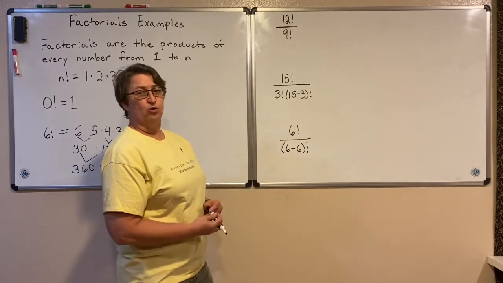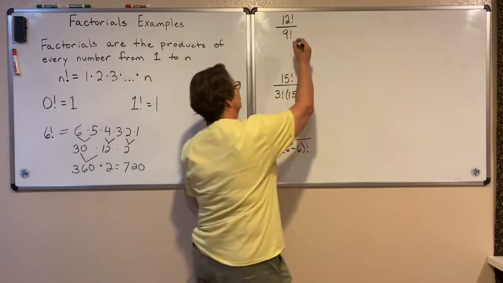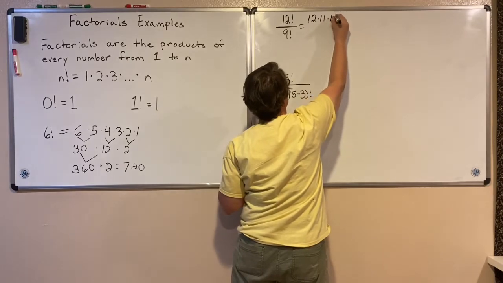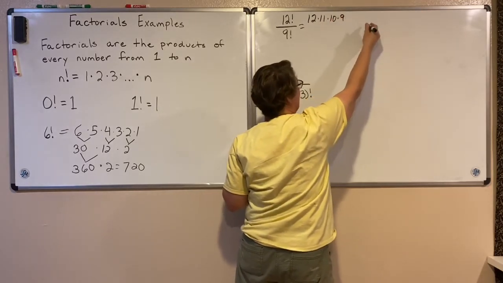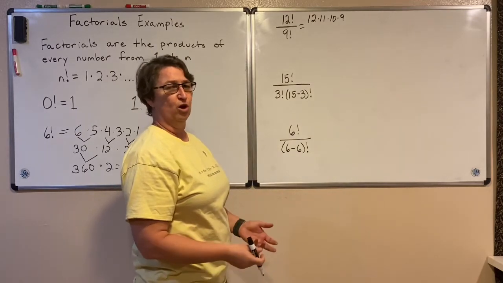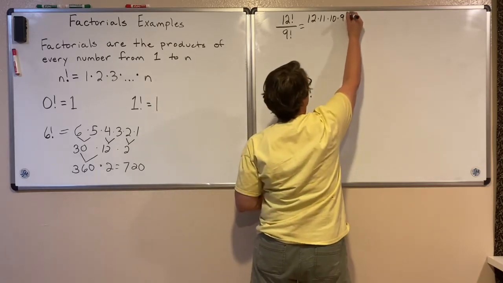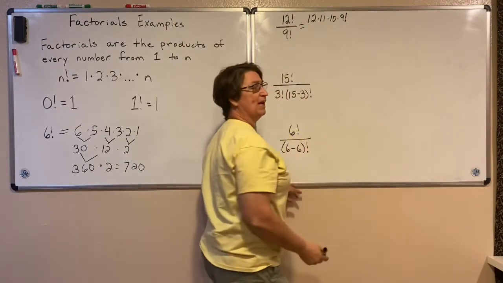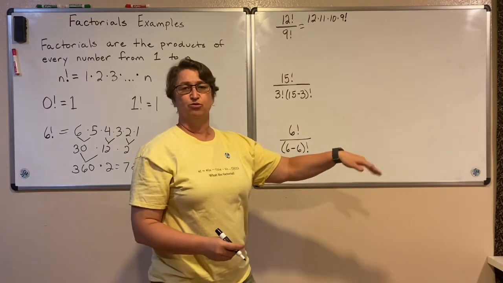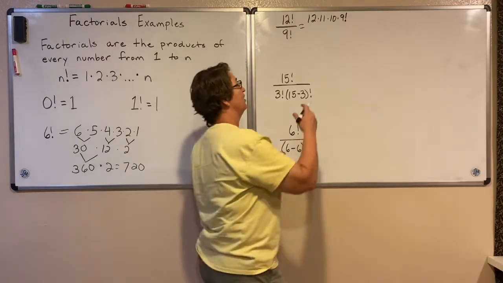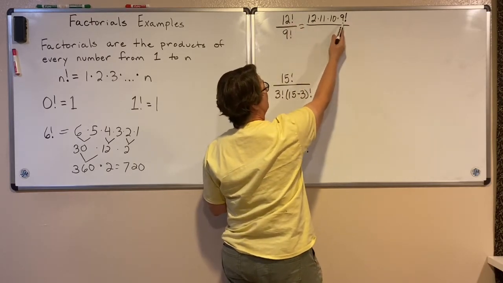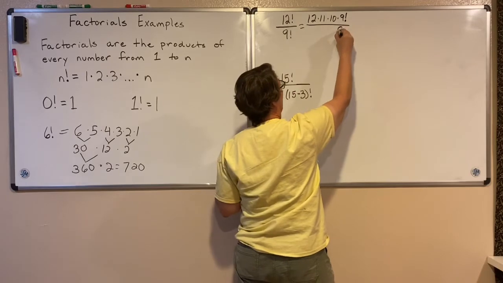Here I have 12 factorial divided by 9 factorial. So I could count all the way down 12 times 11 times 10 times 9 times 8 times 7 times 6 times 5 times 4 times 3 times 2 times 1. Or at this 9 factorial, if I stop at 9 and write it as 9 factorial, that means 9 times 8 times 7 times 6 times 5 times 4 times 3 times 2 times 1. So I can stop there. This is another way to write that 12 factorial. And I stopped here because I saw the 9 factorial on bottom.